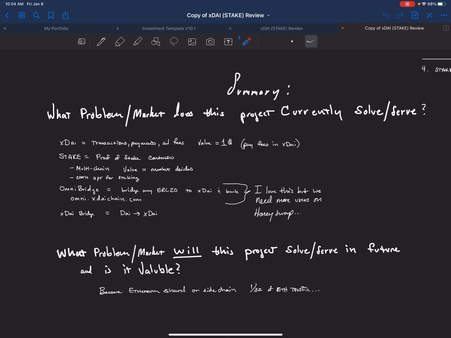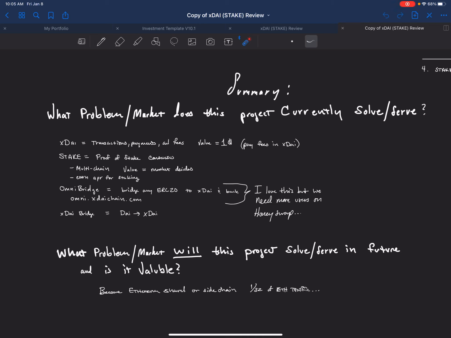The stake token is basically what we're reviewing from a price standpoint, and it's the token that could float freely on the exchange. It's the proof of stake consensus token. It is the token that provides security for the xDAI chain. It's a multi-chain project. The value the market decides, and you earn APR for staking the token, and you could also earn money from the transaction fees that happen on the network.